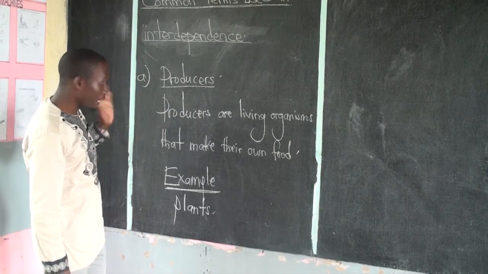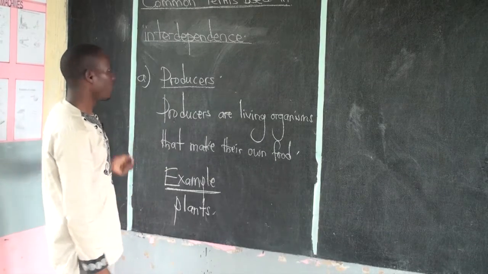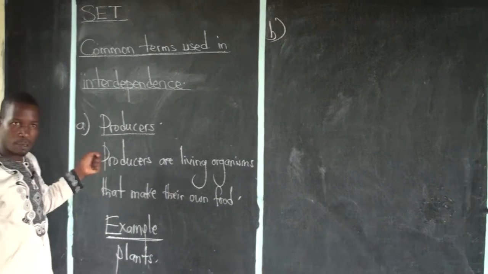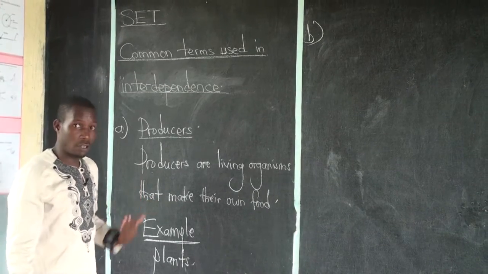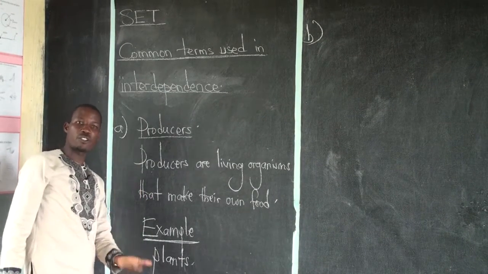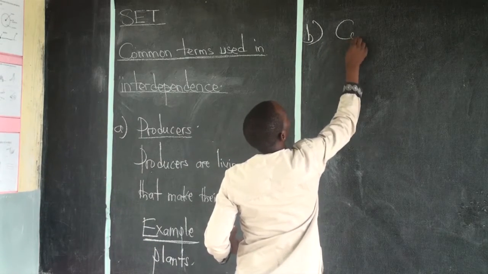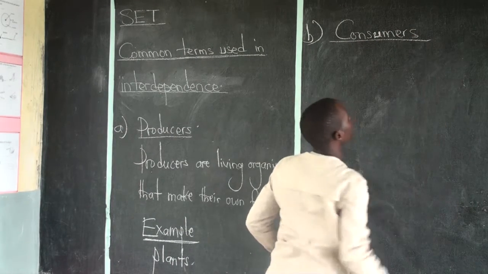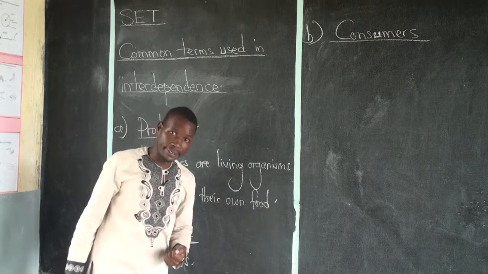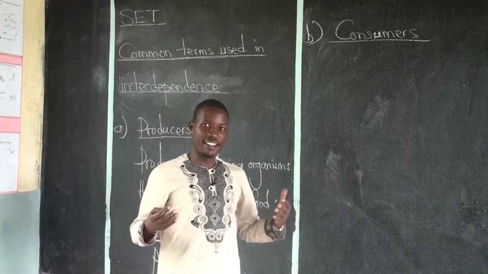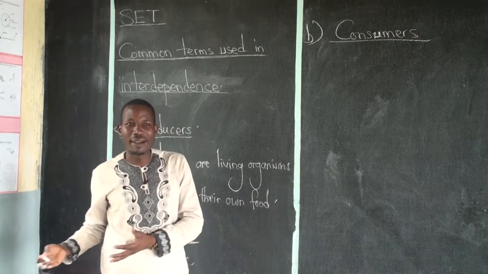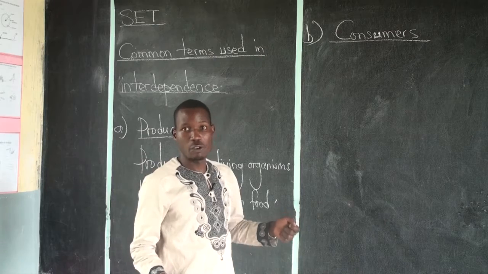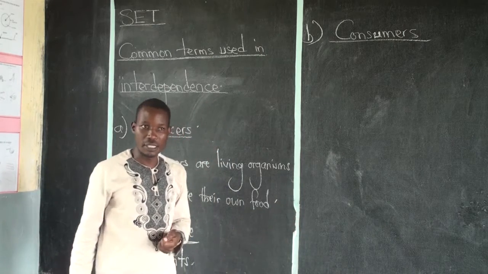We have seen that plants are producers in the environment. Now we can come to part B, of the second term, which is very common when talking about interdependence. This one will be the consumers. After looking at the producers, we need the consumers in the environment. Consumers in the environment refer to living things or living organisms that depend on already manufactured food, or made food. They don't make food. They have no capacity to manufacture food, but they depend on already made food.